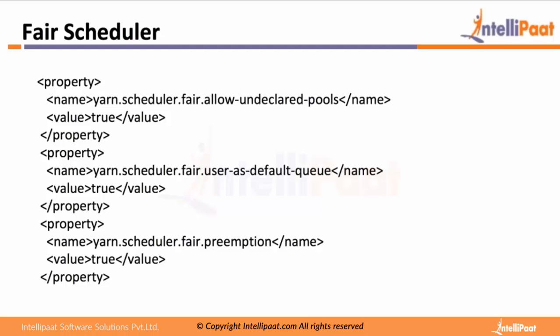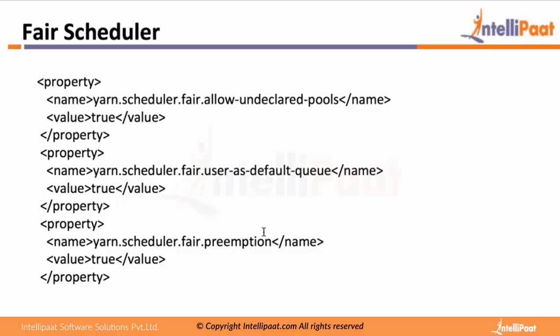So this is also easy to enable. You have to put these properties into mapred-site.xml: yarn.scheduler.fair, which says fair scheduler, allow undeclared pools true, and user as default queue true, and preemption is true.